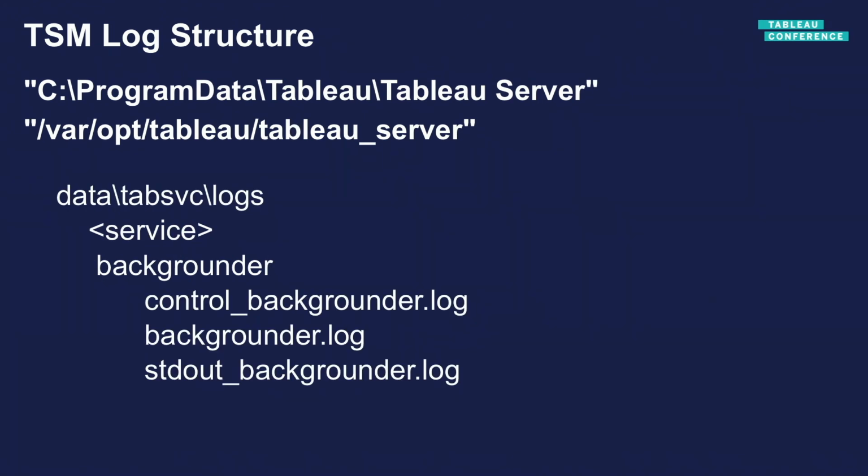So now we're going to drill down into the data tab SVC directory. This is where most of your information about Tableau Server lives. There's a base logs folder, and in that, each service has a specific log folder. We're looking at the backgrounder log folder here because it's going to be referenced later. So in the backgrounder log folder, there's a control backgrounder.log. Control apps are responsible for starting, stopping, and configuring TSM processes. So if you see failures with those kinds of things, you should first look in the control log.